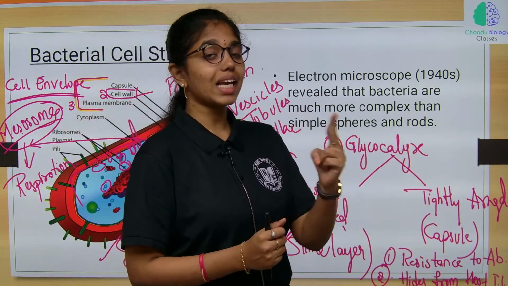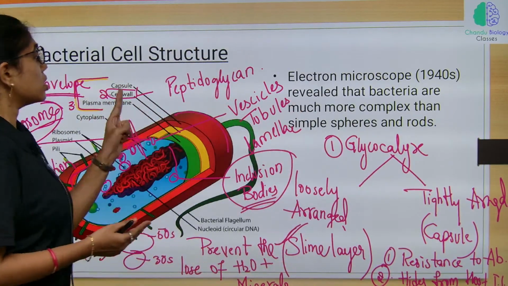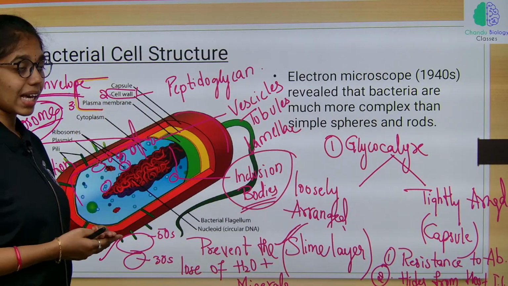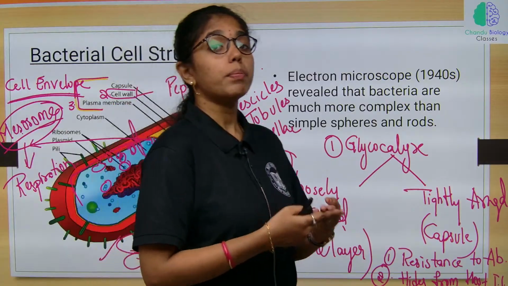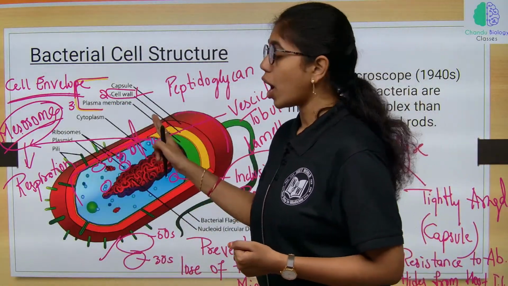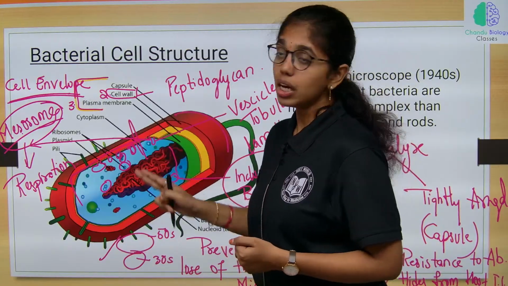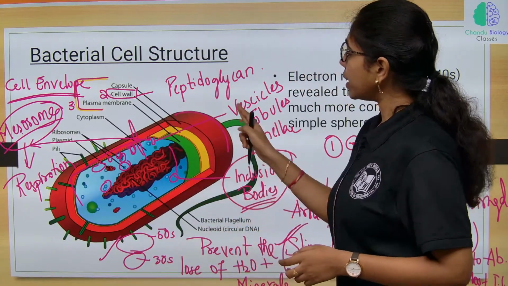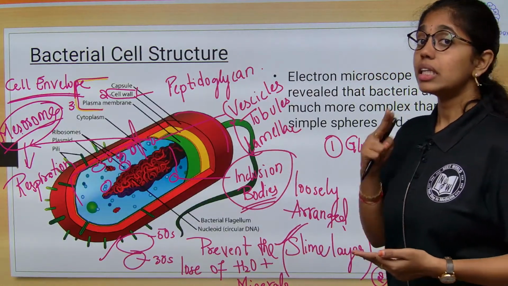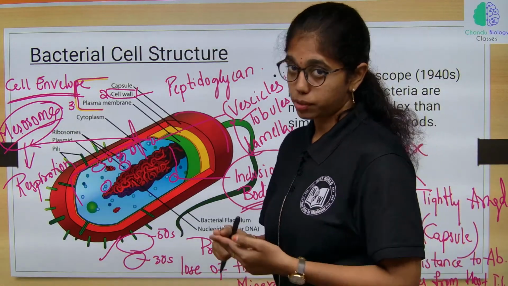right? The second layer of the cell envelope is the cell wall, which is made up of peptidoglycan, and the third is the plasma membrane or cell membrane. The plasma membrane will have inclusions or invaginations towards the cytoplasm. They can be in the form of vesicles, tubules or lamellae. These inclusions are called mesosomes.